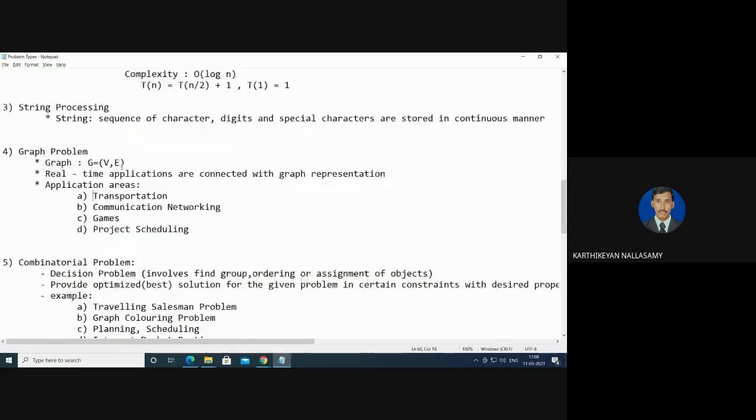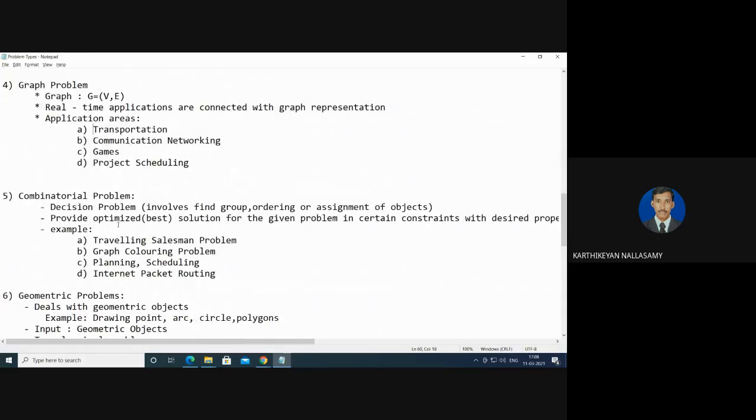The next thing is the combinatorial problem. It is also called a decision problem. The major goal of this decision problem is to find a grouping, or some ordering, or some assignments. First of all you must know the terminology: feasible solution. A feasible solution is one of the solutions for the problem. We call it a decision problem because, along with the problem constraint, we have some extra constraints.